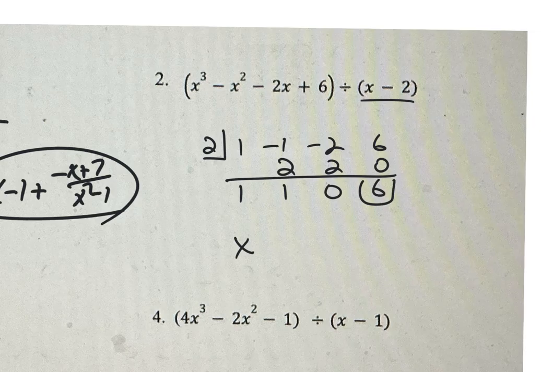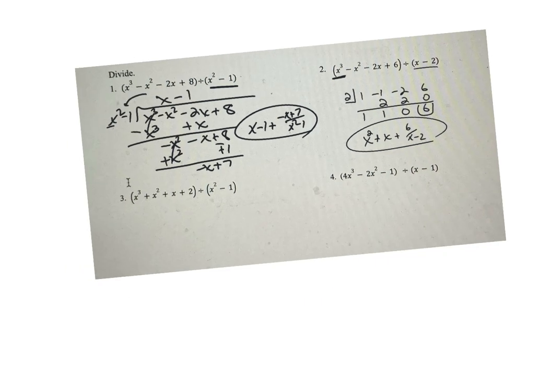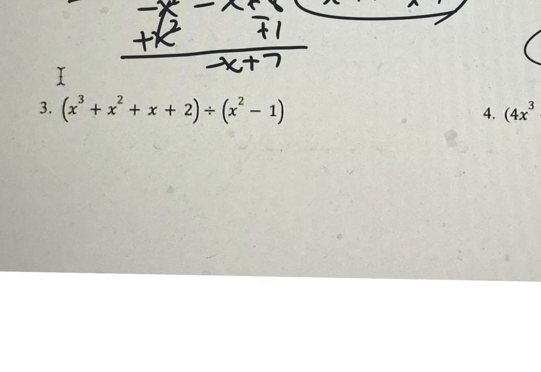Your answer is going to start 1 degree less than we started. We started with x cubed. My answer started with x squared plus x. There's no constant term. I'm going to put the 6 over the x minus 2. There it is.